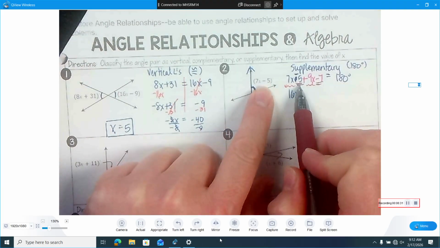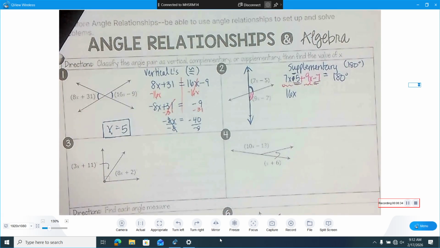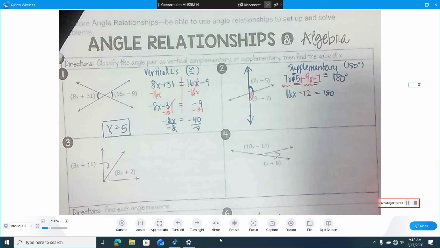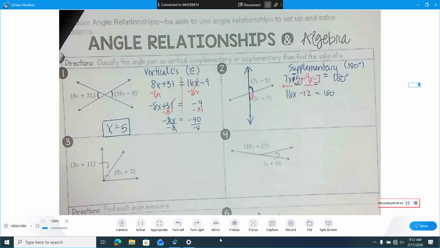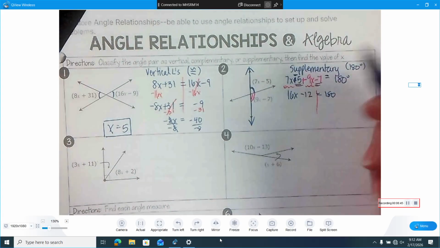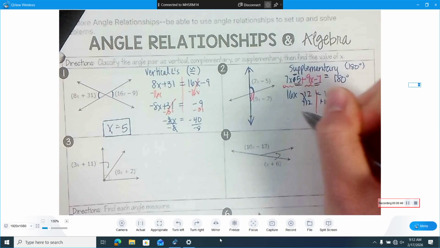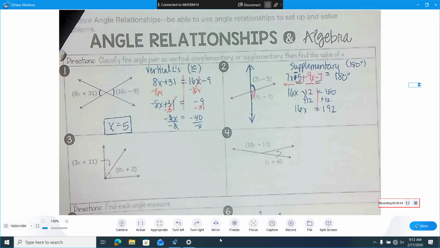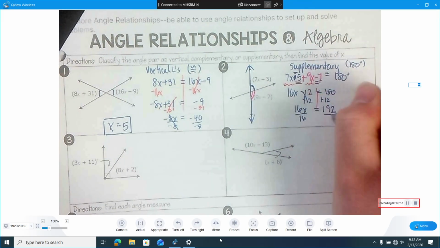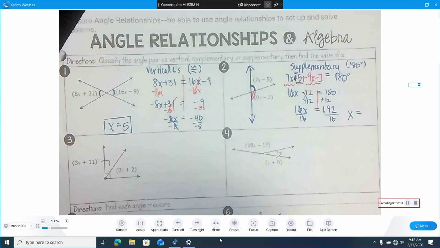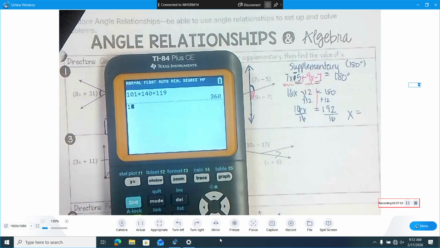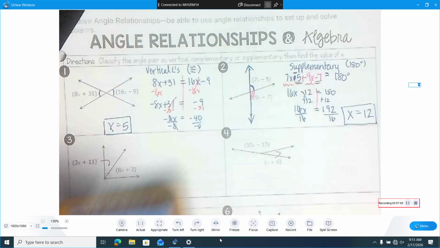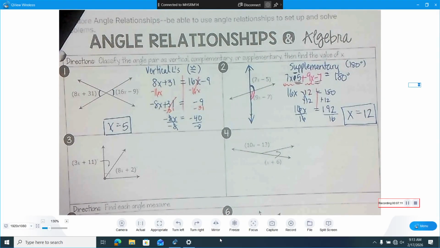That was supposed to be a negative 5 and a negative 7, which is how many negatives? 12. Negative 12. And that equals 180. So then what should we do? Add the 12. Yep, solve for x. We're going to add 12 to both sides. So we get 16x equals 192. And then we need to divide by 16. So we get x equals, yeah, 192 divided by 16 is 12. They are supplementary angles, and x turned out to be 12.